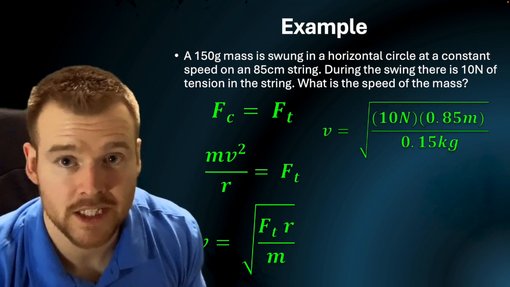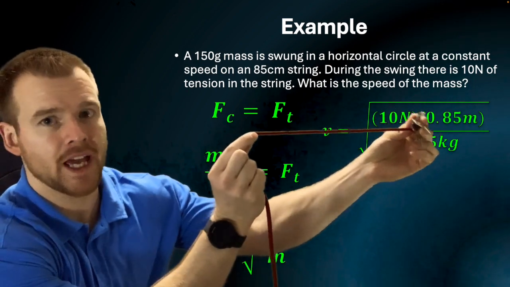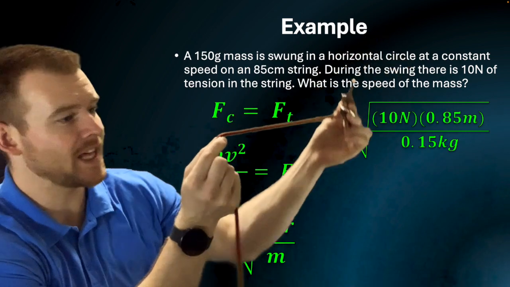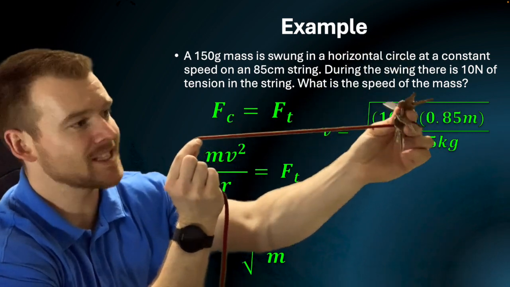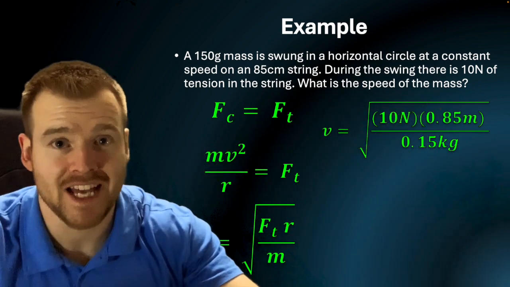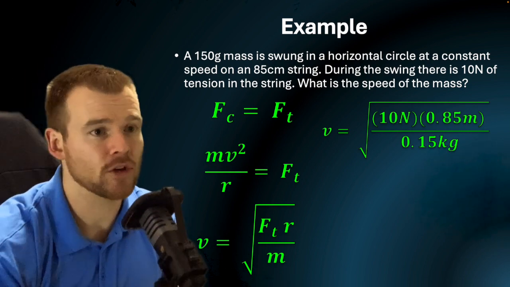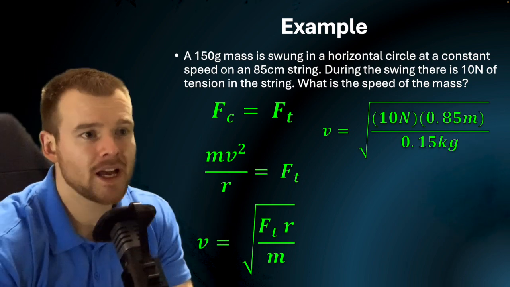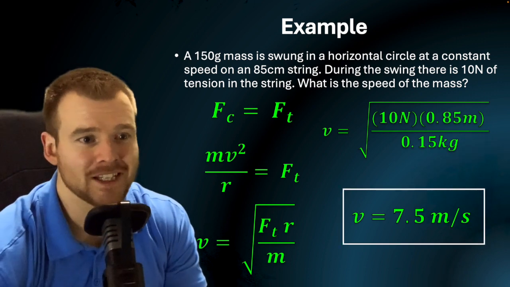10 newtons, 0.85 meters. As it's spinning around, the length of this string is going to make a circle like that. So from the center of the circle to where the keys are, that is the radius of the circle. It's the length of the string. So that goes in as 0.85 meters, and we have to put the mass in as kilograms. So 0.15 kilograms, and we get our answer as 7.5 meters per second. So a pretty high velocity.